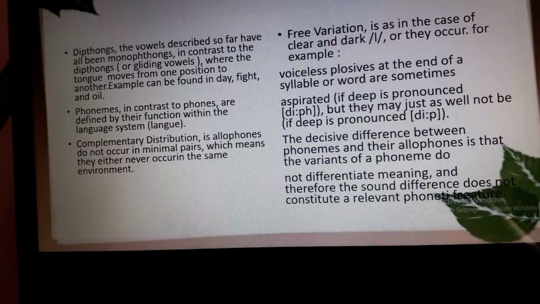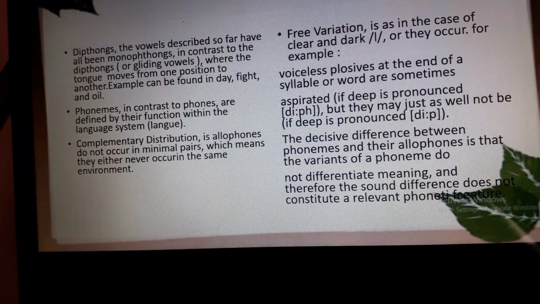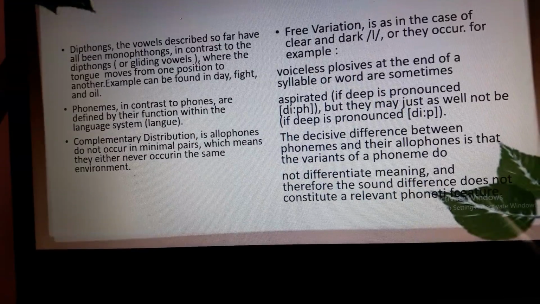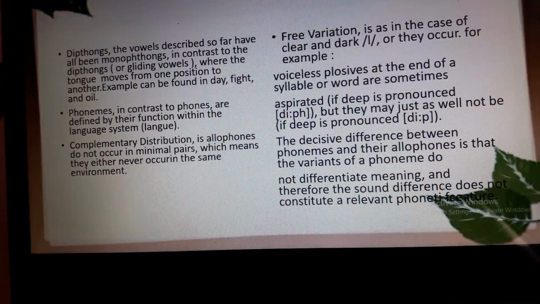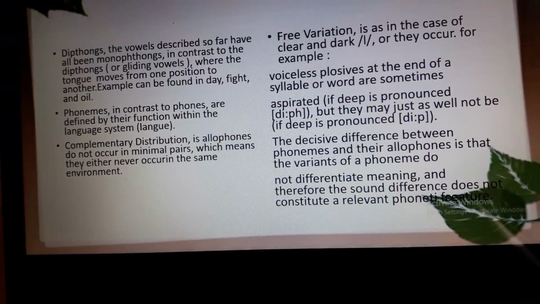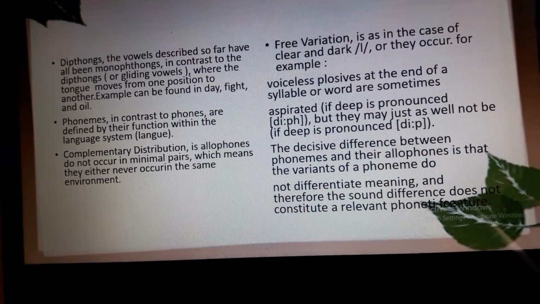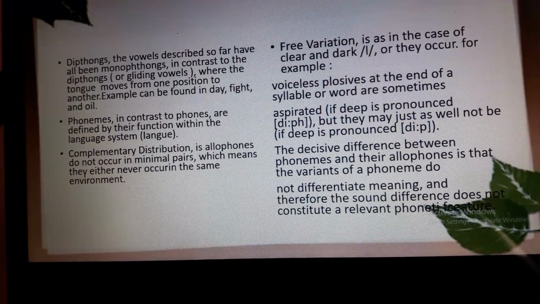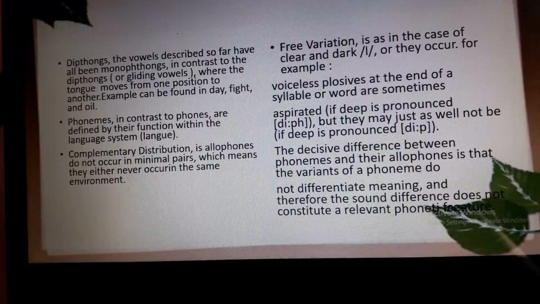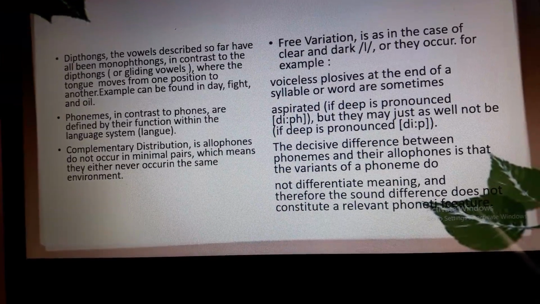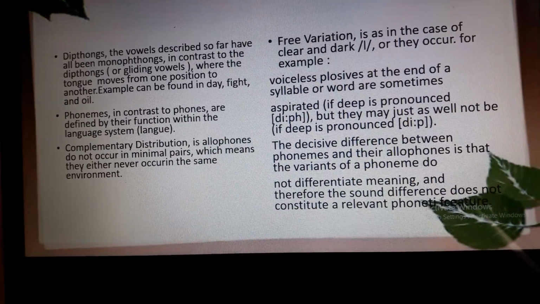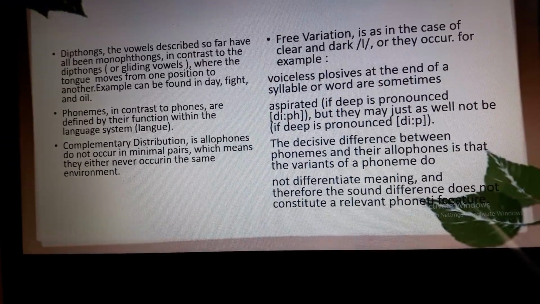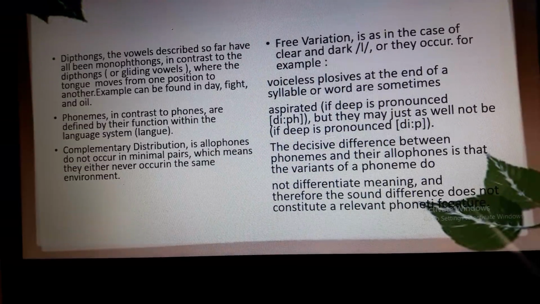And the second, we have phonemes. Phonemes, in contrast to phones, are defined by their function within the language system. And for the third, we have complementary distribution. Allophones do not occur in minimal pairs, which means they never occur in the same environment. And for free variation, as in the case of clear and dark, the sounds are either one, or they occur in the same environment.